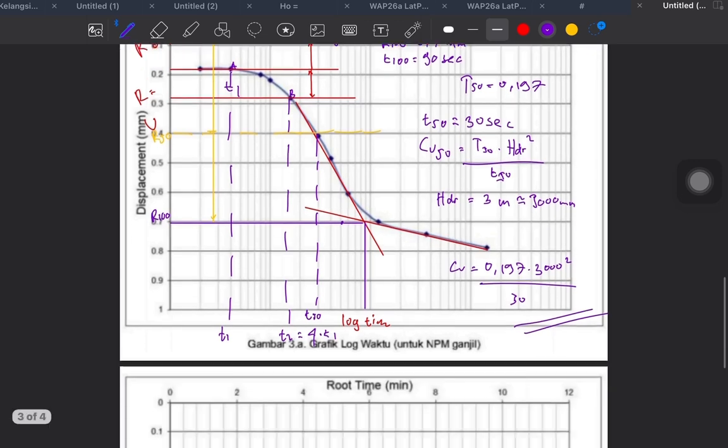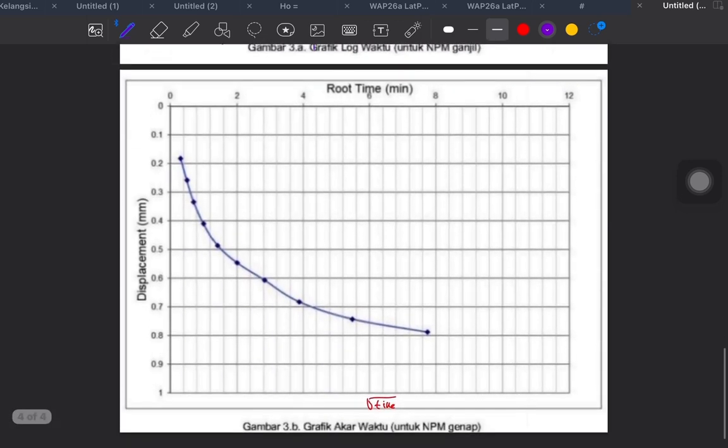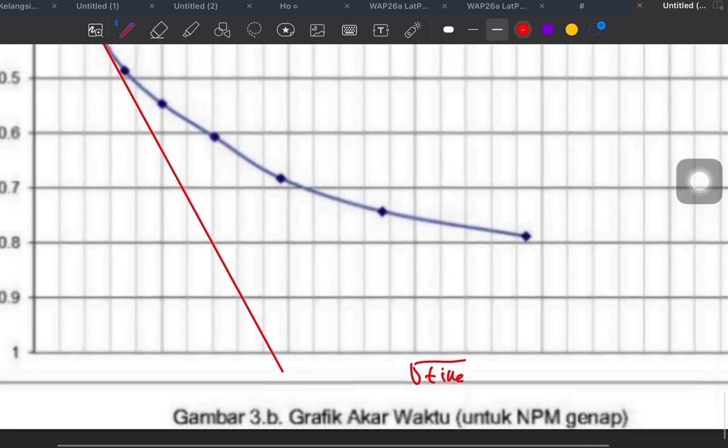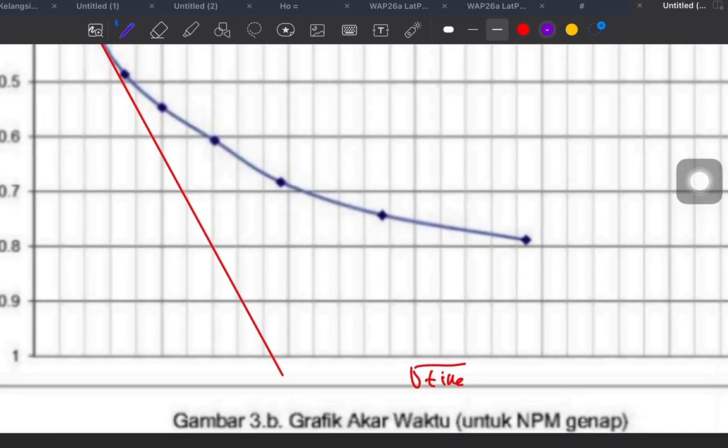The next method is the Taylor method. For the Taylor method, the first step is you have to make a straight line from the curve to the y-axis, like this. So we can get the point A.